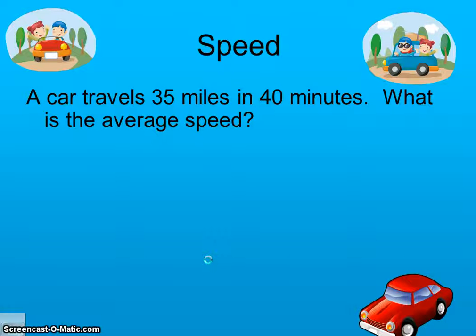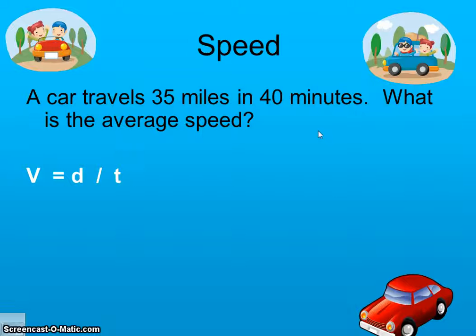Here's just to make sure that you're up on things. A car travels 35 miles in 40 minutes. What is the average speed? Well, 35 miles is going to be your distance. 40 minutes is going to be your time. So your average speed is going to be distance divided by time, v equals d over t. Now you have to be careful because some textbooks do use different symbols. Here we're going with the simplest: d for distance, t for time. And notice v here is for speed.